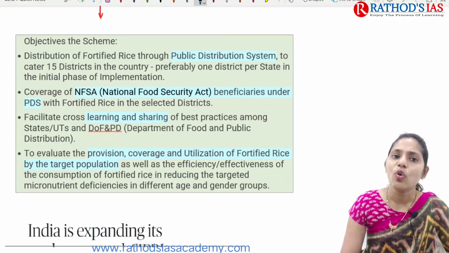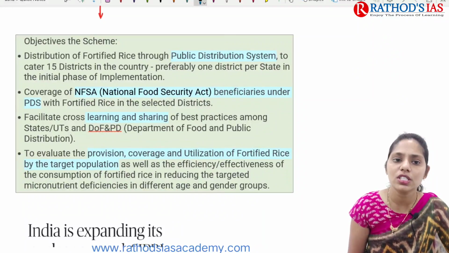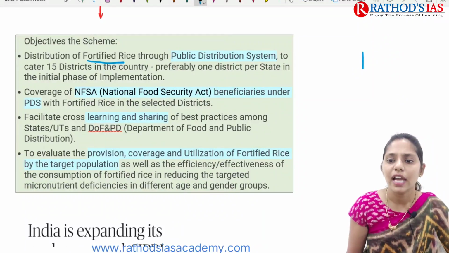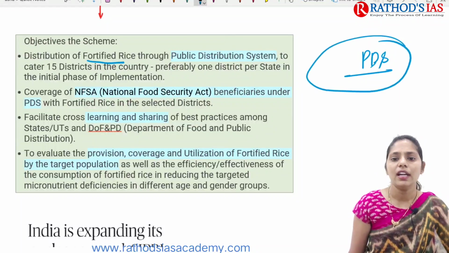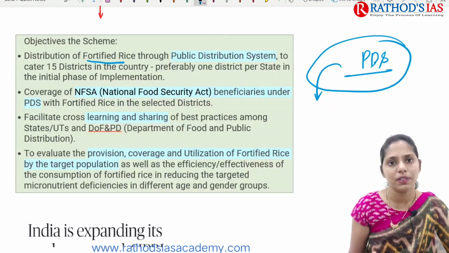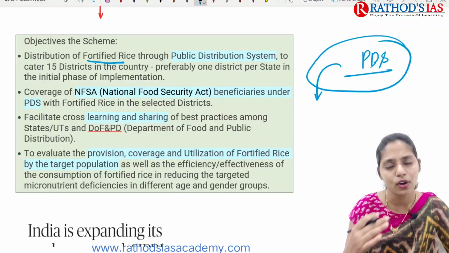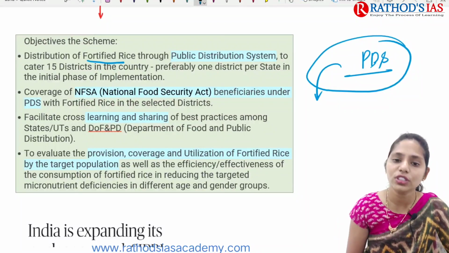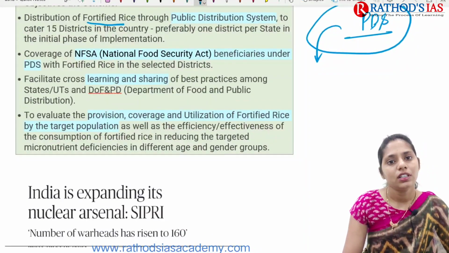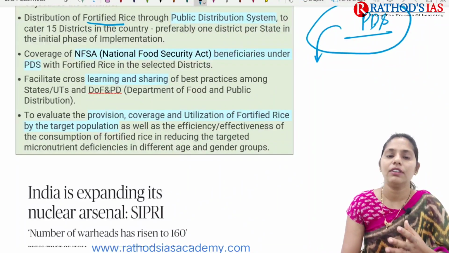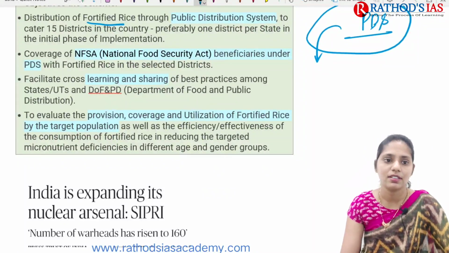If you are talking about the objectives of this scheme, the first one is distribution of this fortified rice, which is done through the PDS, the public distribution system. They are mainly focusing on one district per state in the initial phase, that is the pilot phase. They will be analyzing how it affects anemia, malnutrition, micronutrient deficiencies, etc.